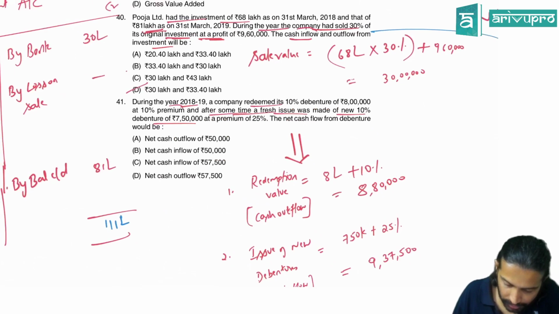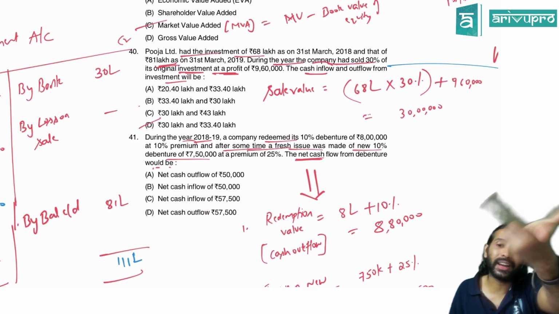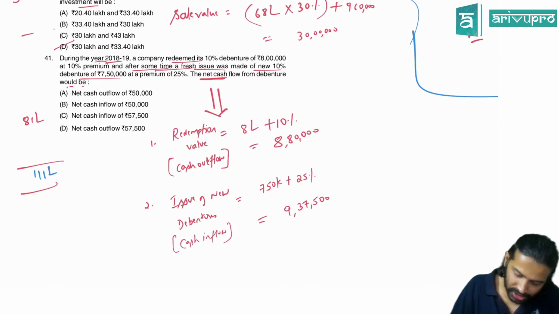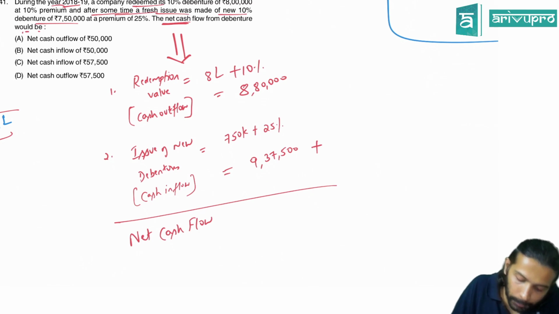So check what they are asking. The net cash flow from debenture. Net means after adjusting both, how much is the net cash flow? The company received 9,37,500, so we'll write this as positive. The company redeemed debentures, that means they have to pay the money, so this is outflow. Inflow we will show as plus, outflow we will show as minus.